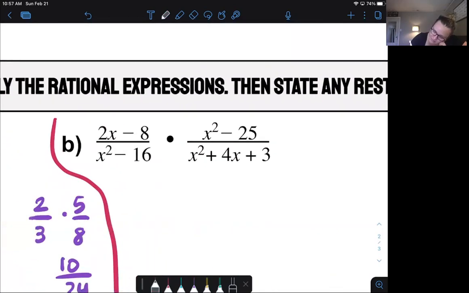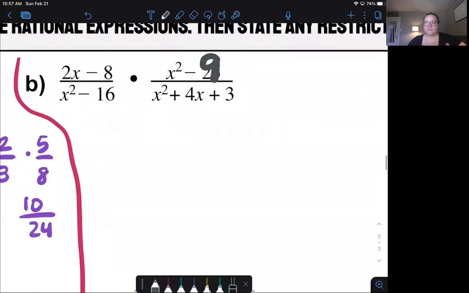Let's do x squared minus 9 instead of 25. All right, so press pause, then press play when you're ready to check your work. Remember, you're going to factor it and simplify it as much as you can in that first step. All right, go ahead and give it a shot.